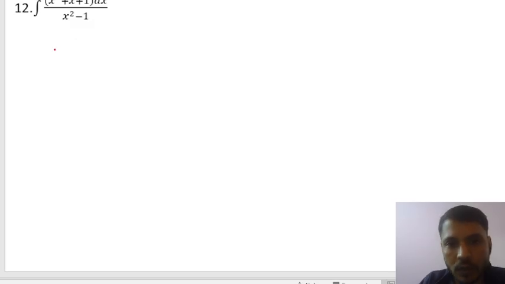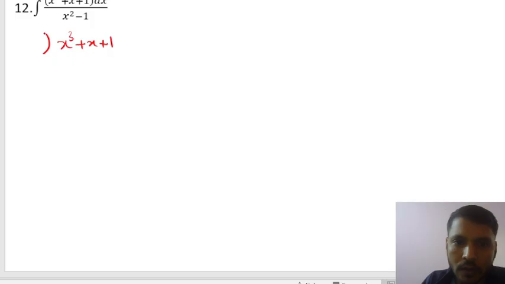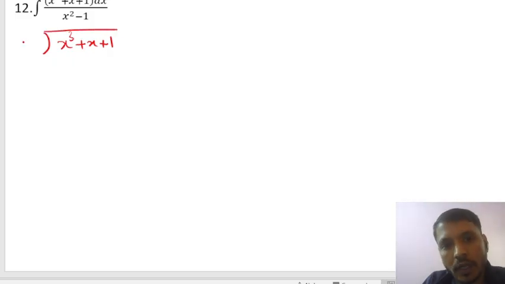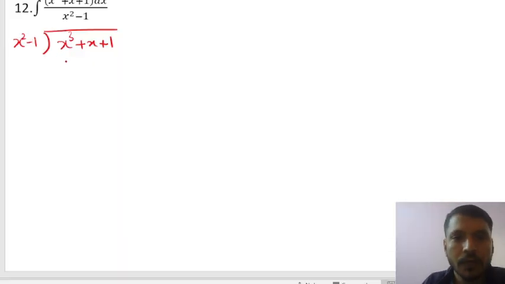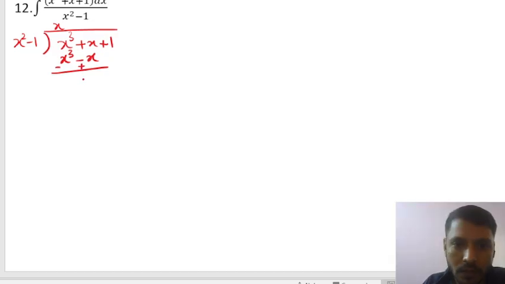So here we are going to divide this x cube plus x plus 1 with x square minus 1. In how many times do we have to divide? So here the quotient will be x. So x into x square will become x cube, and this will become minus x. Now we have to subtract it, minus, and this will become plus. So the first term cancels, it will become 2x and plus 1.